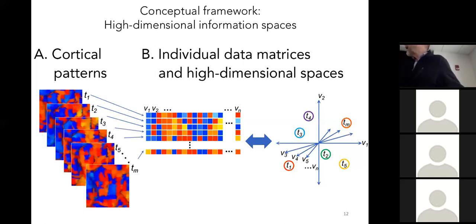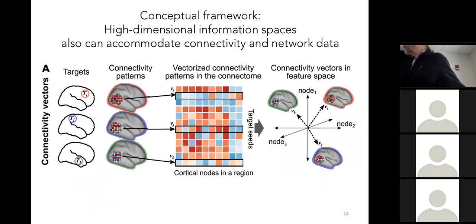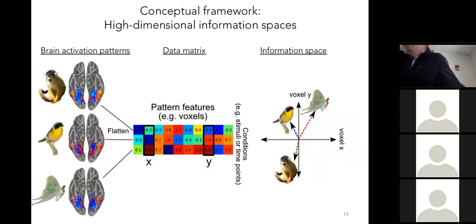So this is an anatomically defined vector space. These patterns could be patterns of response to stimuli. This could be the pattern of response to monkeys. This is the response to birds. This is the response to moths. These patterns would just be different locations in the vector space.